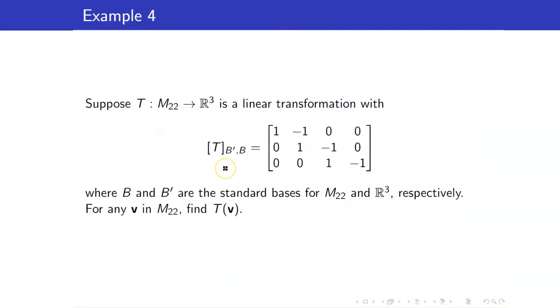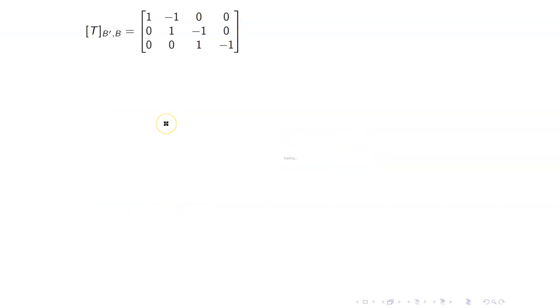Here's another example. Suppose that T is a linear transformation from the set of 2 by 2 matrices to R3, and the matrix representation is given by this. Here, B and B prime are standard bases for M22 and R3 respectively. Let us find T of V for any V in M22.